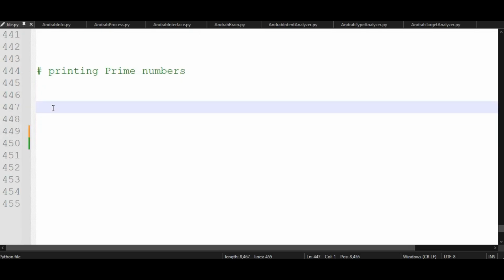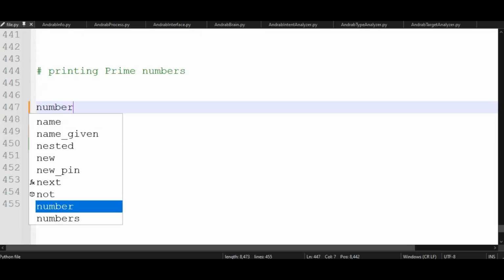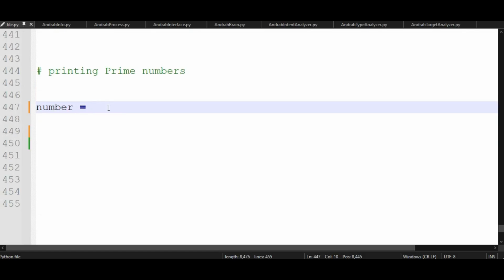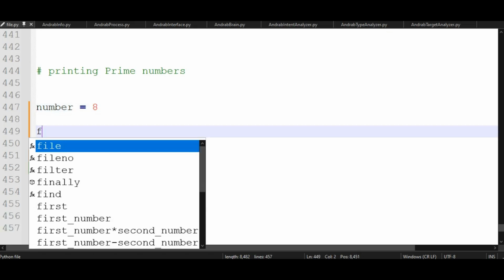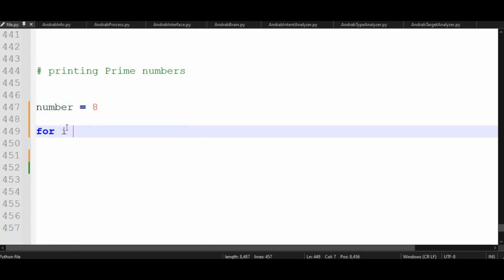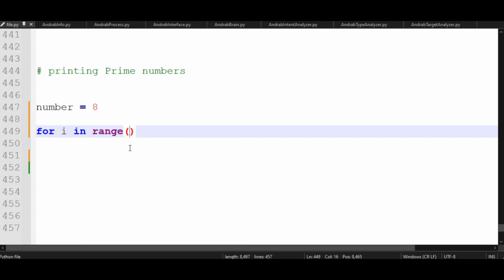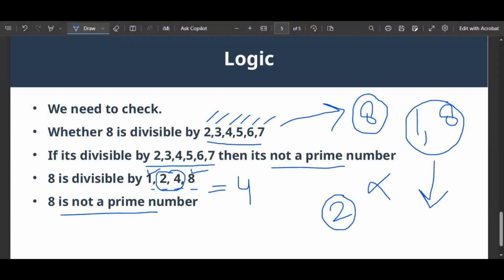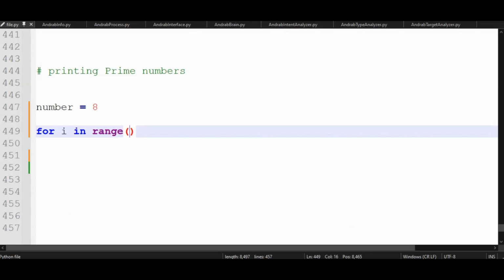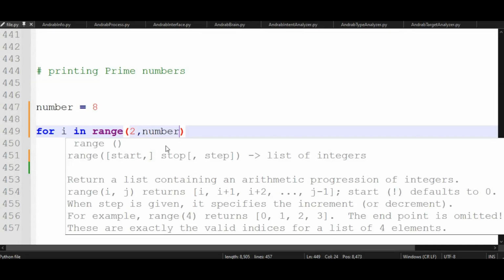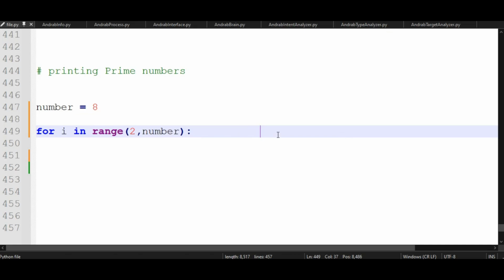Printing prime numbers, right? So we will create a variable number equals to, and what we need to check, 8, right? Then we will create a loop for I. I will create a variable that is I in range. Now this is important. What we need to check is whether this number 8 is divisible by what numbers? From 2 to 7. Try to understand it. From 2 to 7. So I will write here 2, comma, number.